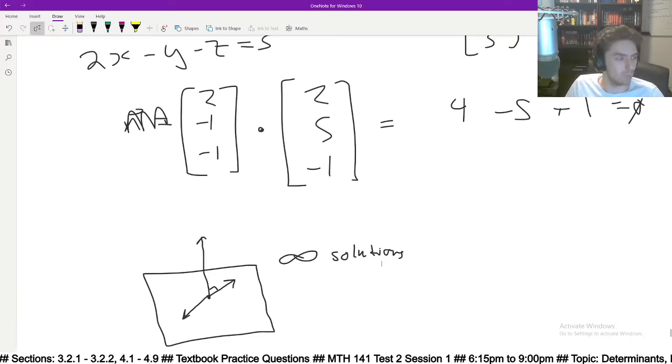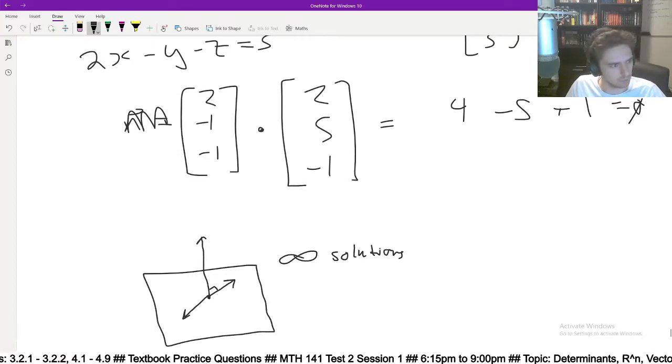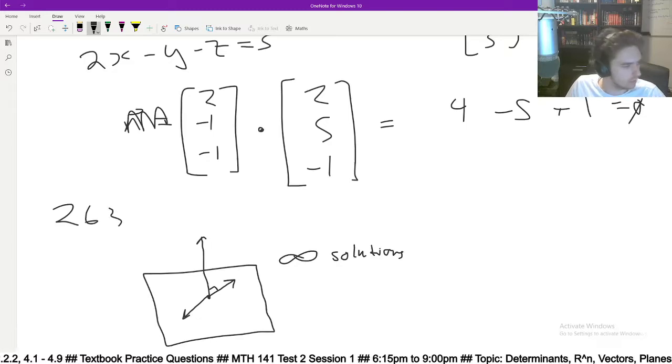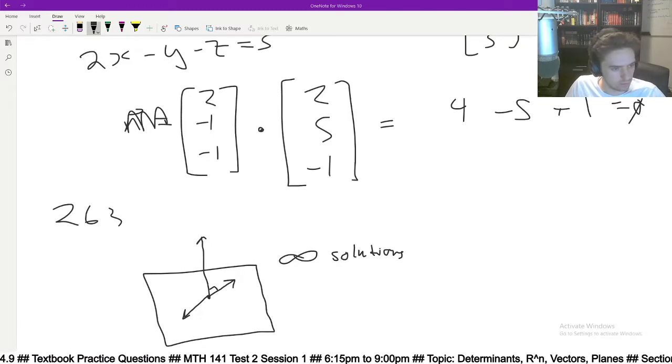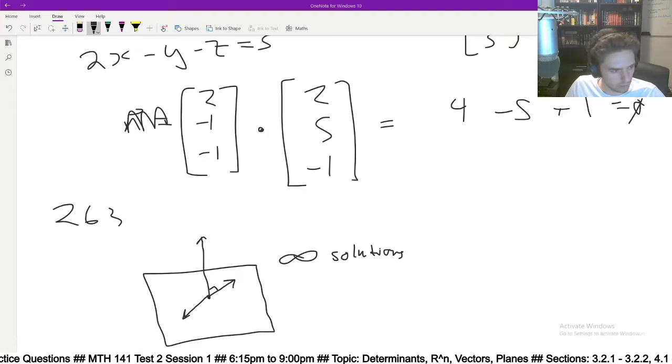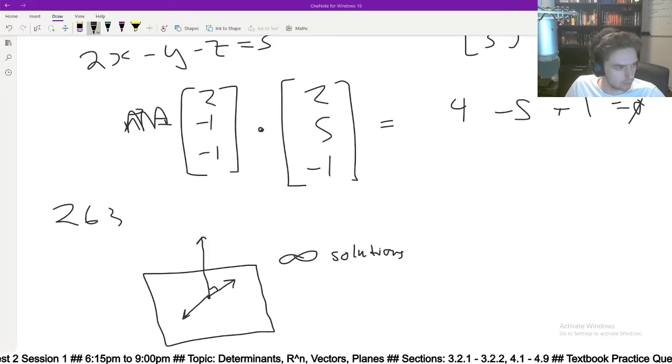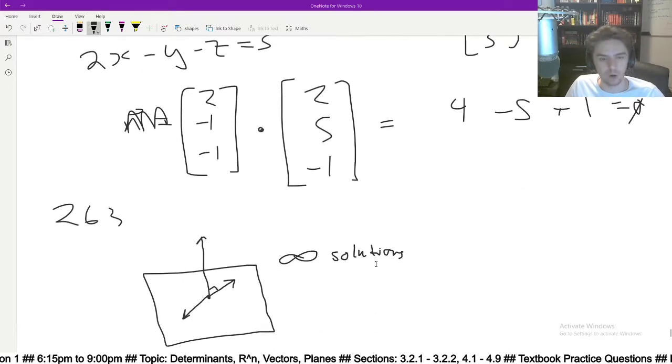And again, I hope that's the answer. Let's just see. This was on page 263. Maybe can someone check too? I just did 4.2.20, I think. 4.2.20. None. Okay, none. Oh, I guess never mind.